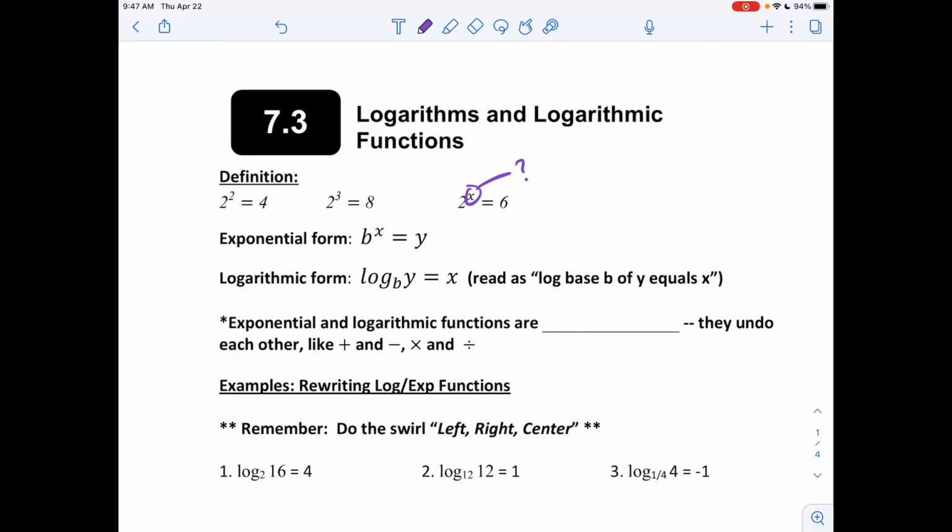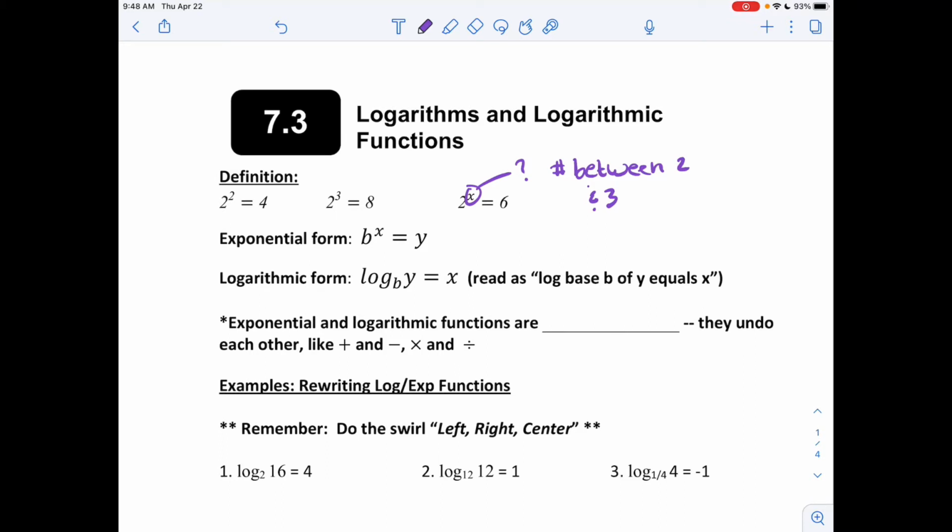So we need a way of figuring out how to do this. It's something that's a number between 2 and 3. And so that is why we use logarithms. Logarithms is a different way of writing an exponential form of an equation, and it will allow us to use methods like using a calculator in order to determine some values.